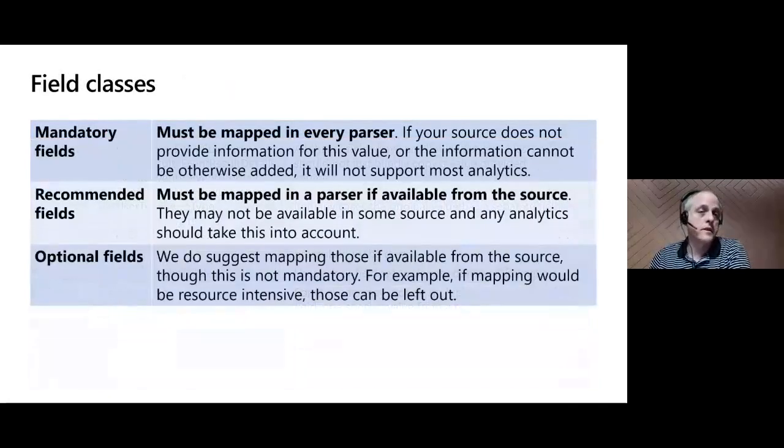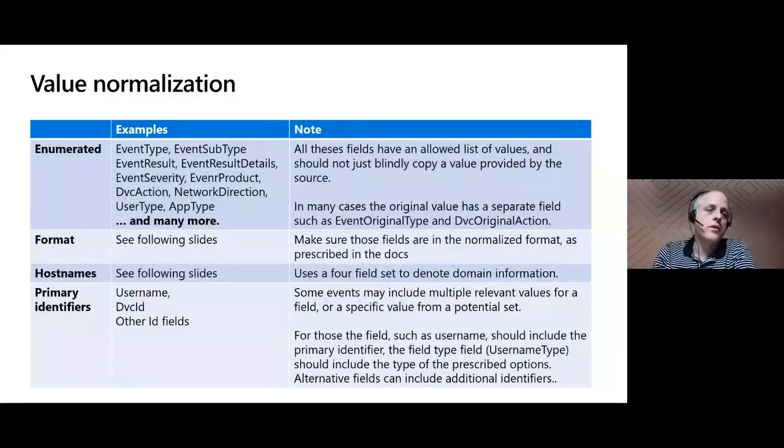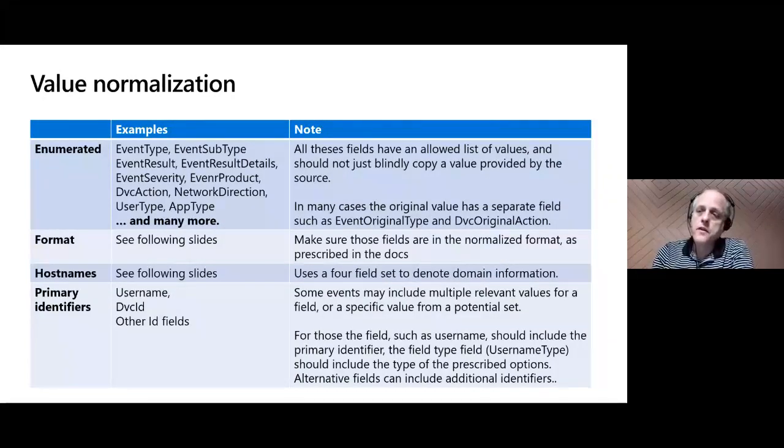So we talked about fields. You have to map the fields based on field classes, but the field naming is not the only thing which is important. It's important to do value normalization. One of the things that we are very aggressive about, with our acceptance criteria as well as with the parsers we create, is to make sure that values are of the right format, rather than just having the right field names.